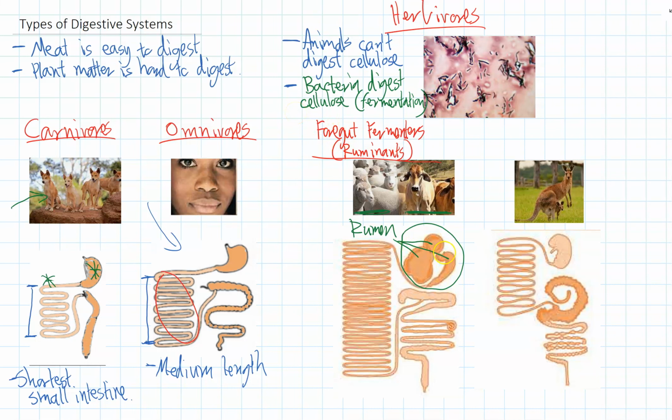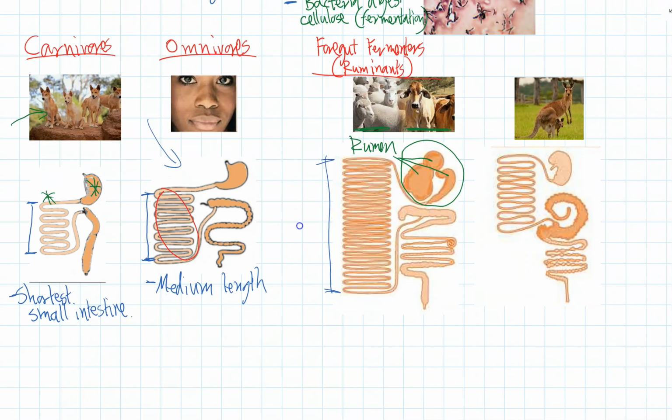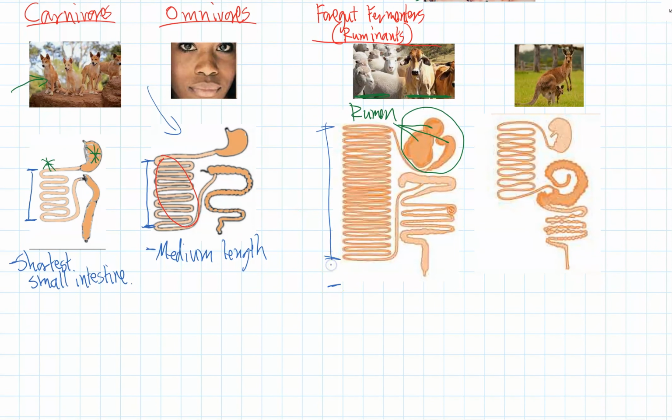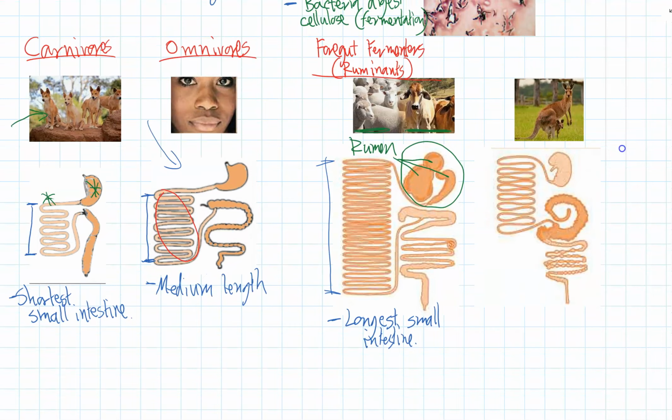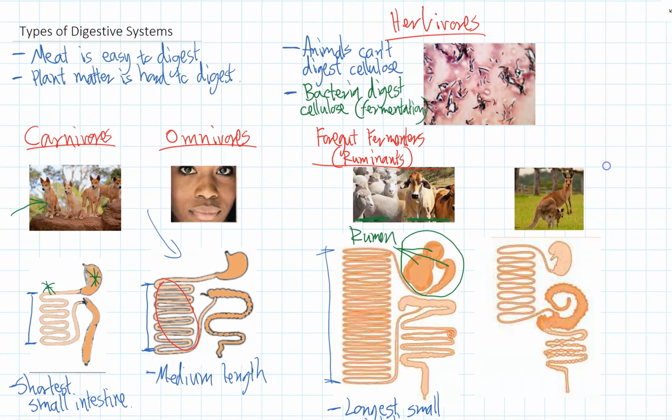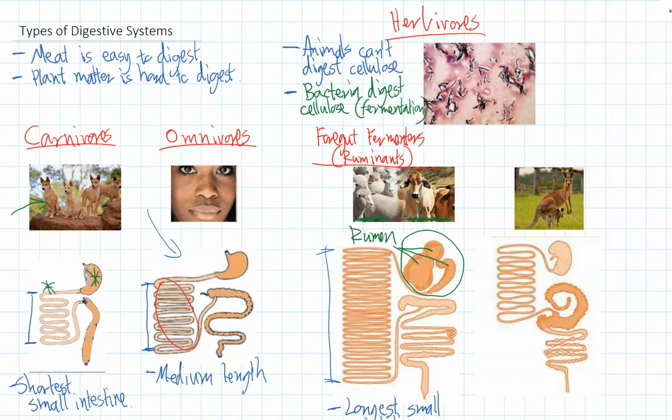So they break down the cellulose, and then they have a really nice and long small intestine to try and break down as much of the rest of the nutrients as possible and absorb as much of it as they can. So they have the longest small intestine of all. They're the most efficient herbivores. But then there's another group of herbivores that aren't as efficient at digesting, and they're called hindgut fermenters.